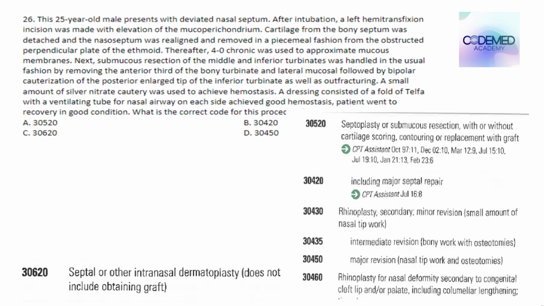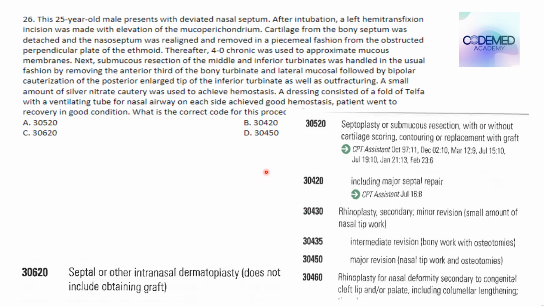So first of all, we need to find out what has happened. Here there was a surgery on the deviated nasal septum. So let us eliminate the wrong answers. Now 30420, it includes the major septal repair, it is an indented code. Now 30620, it is a dermatoplasty. Derma is skin, plasty is repair. Dermatoplasty didn't happen in our patient case. Neither 30450, because it talks about the rhinoplasty. Because this is an indented code, you will see that this is the rhinoplasty code. So that didn't happen.